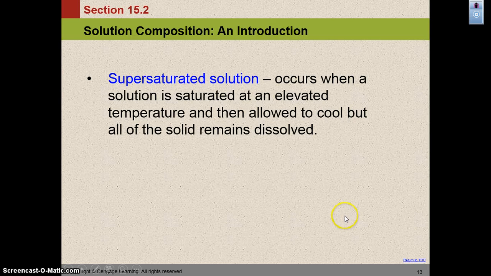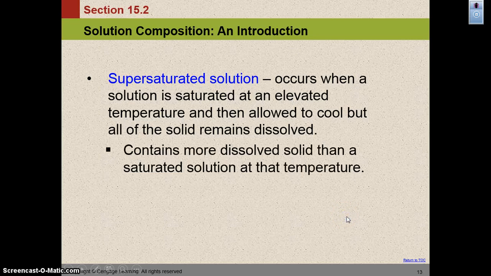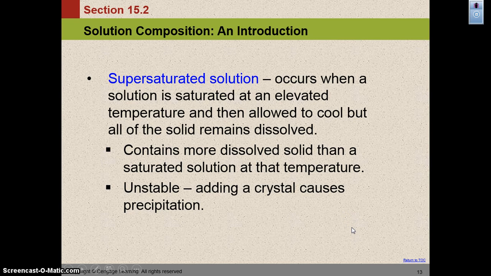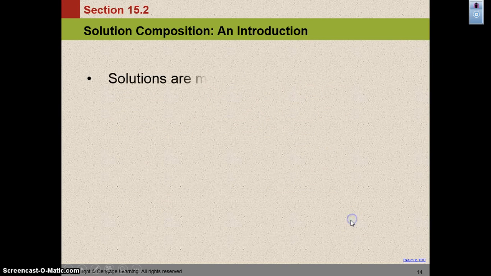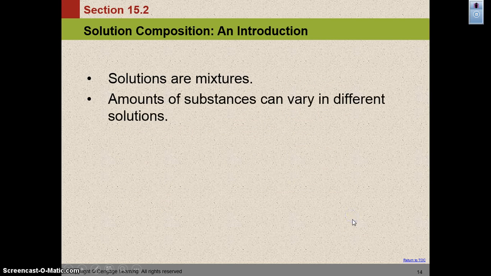So a supersaturated solution occurs when we elevate the temperature, put the solute in it, allow it to cool, and the solid remains dissolved. It contains more dissolved solid than a saturated solution at that temperature. It is unstable though. Adding a crystal causes precipitation, so you can actually cause it to fall out of solution and precipitate out.